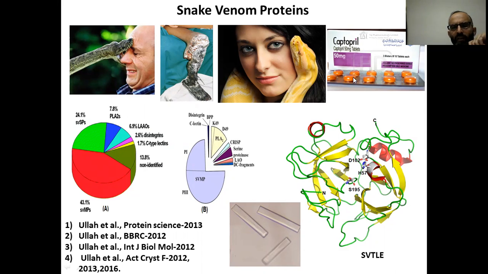The uses of the snake venom include captopril, that is a tablet that is used as an antihypertensive agent. And here are some citations to my article.